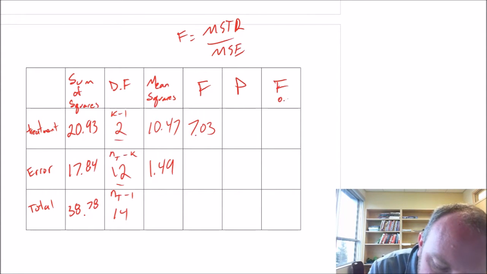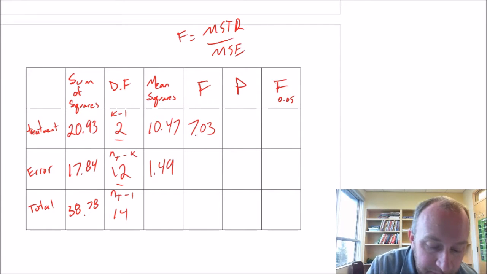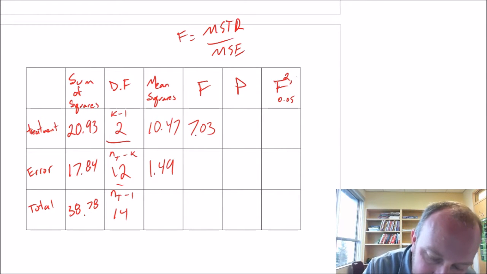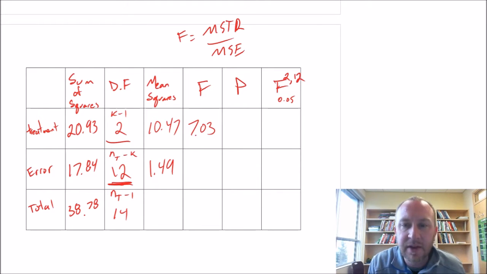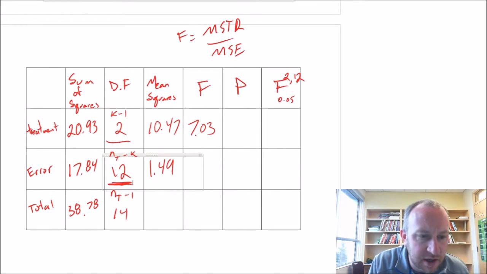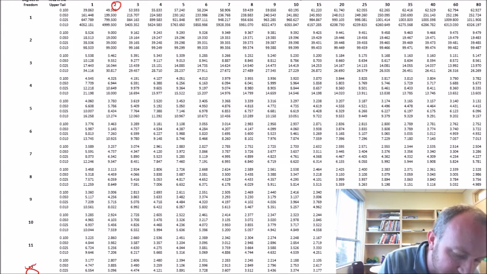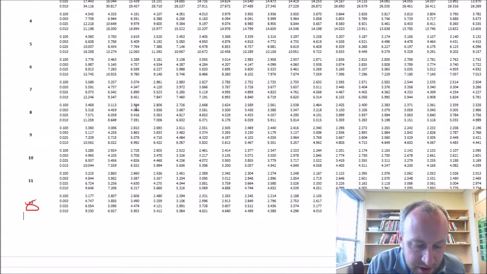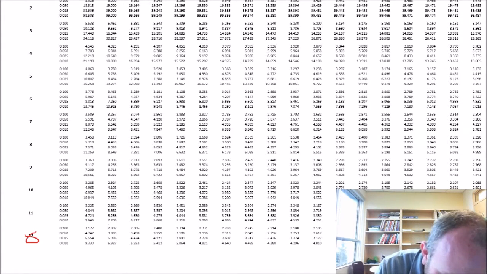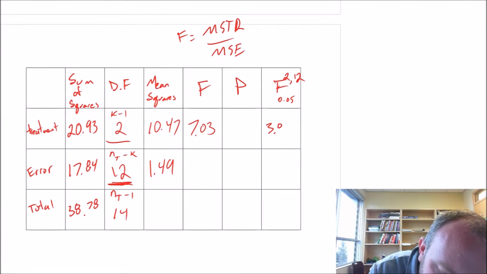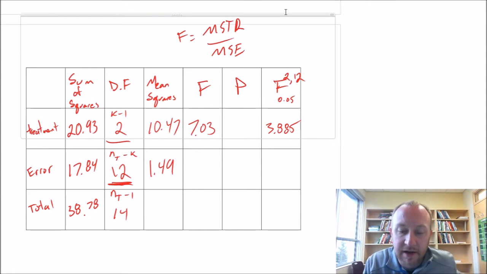So alpha is 0.05, and this is from an F distribution that has 2 degrees of freedom in the numerator, 2 degrees of freedom on treatment, and 12 degrees of freedom in the denominator. That's coming from here. So if we go to our F tables, I want 2 degrees of freedom in the numerator, and 12 degrees of freedom in the denominator, right at the bottom. We're right in this block of numbers here. Here are our probabilities. There's 0.05, which corresponds to a critical value of 3.885.